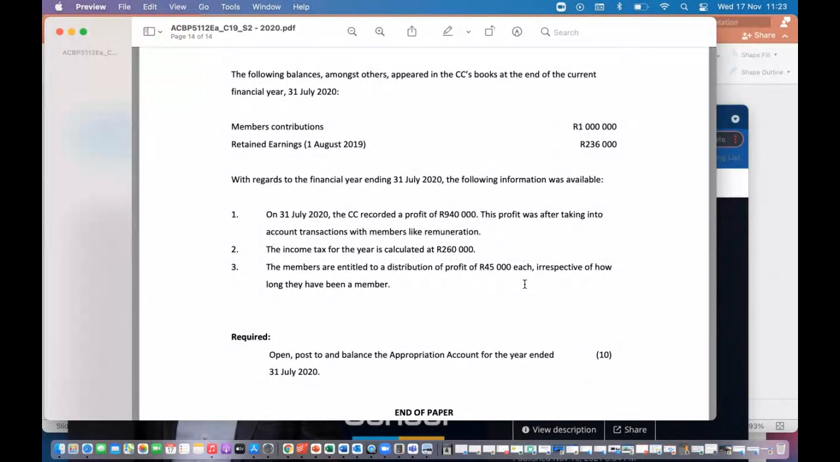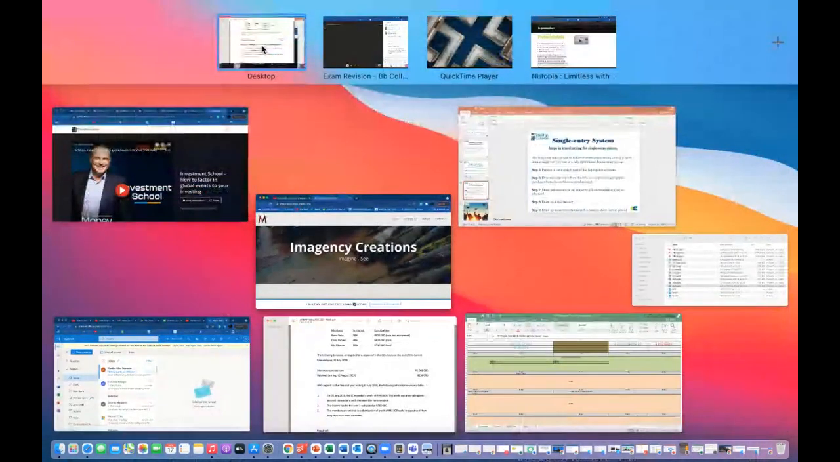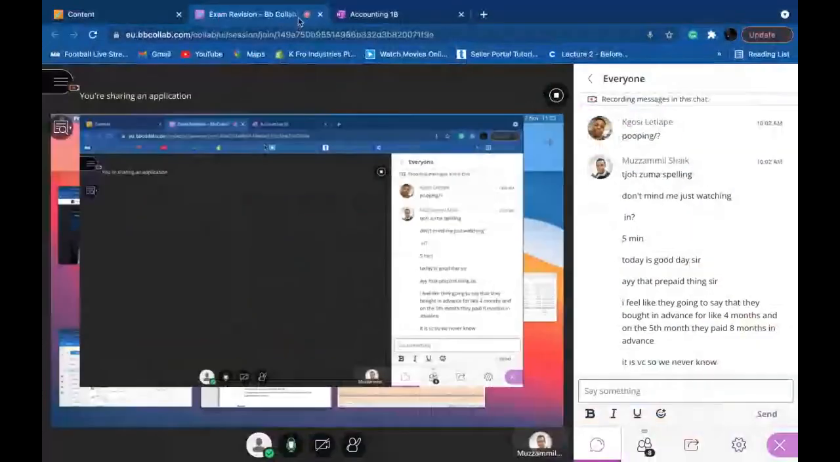So in this instance, can you see we're actually not distributing profits based on their interest in the business, but actually just giving them 45,000 each, okay, which is probably less than what they would have received had we done it by way of interest. Okay, so here all you needed to do was open up your appropriation account.